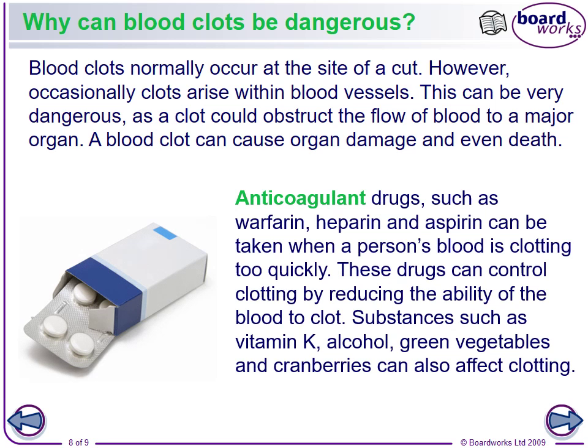So people that are a little more prone to blood clots take anticoagulant drugs. Some of these are warfarin, heparin, and aspirin, and they can be taken when a person's blood clots too quickly, or like we said, clots somewhere else within the body, in the blood vessels. So these drugs basically reduce the ability of the blood to clot. Vitamin K, alcohol, green vegetables, cranberries can also affect clotting. Hemophiliacs actually need vitamin K to help their blood clot. And so you've got a couple different things going on there.